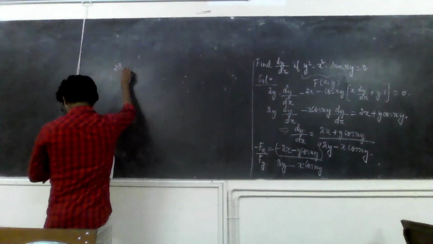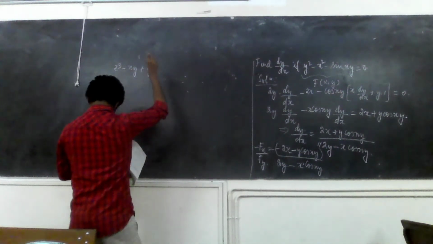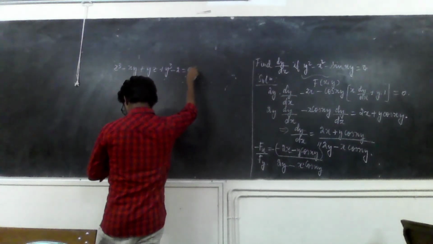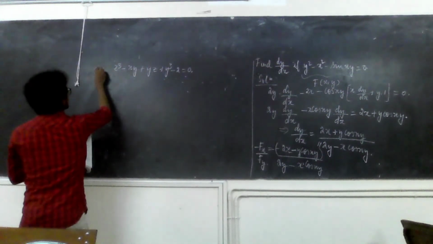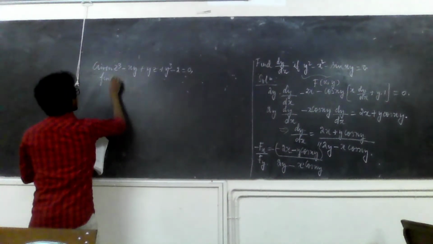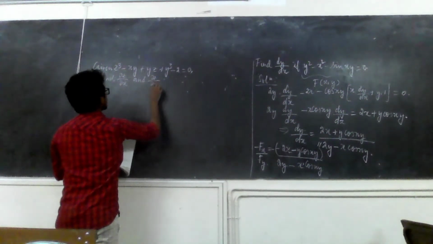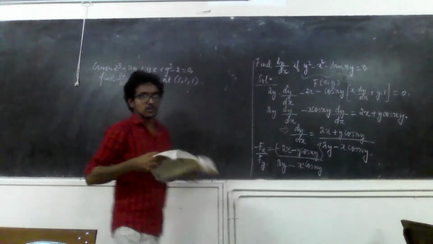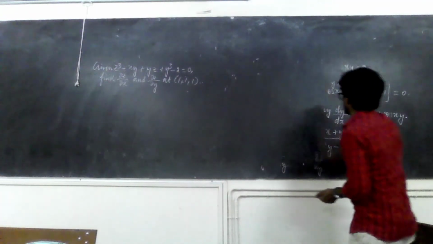Is it z cube minus xy plus yz plus y cube minus 2 equals 0. This is given. You will have to find del z upon del x and del z upon del y at the point 1 comma 1 comma 1. So let us see how to proceed with this. Let me erase off this part as well.